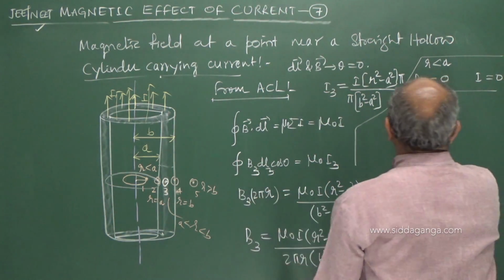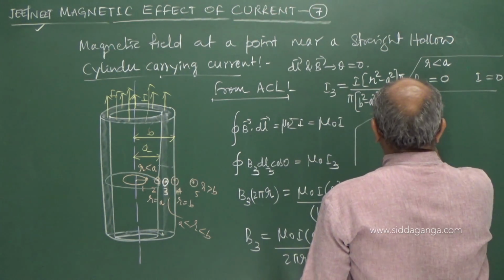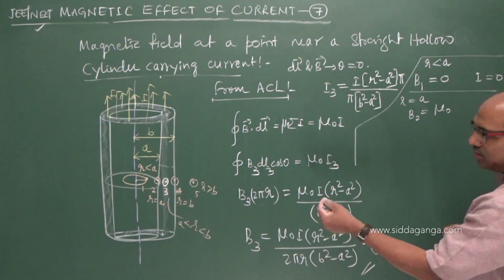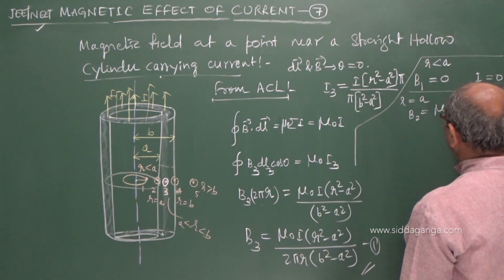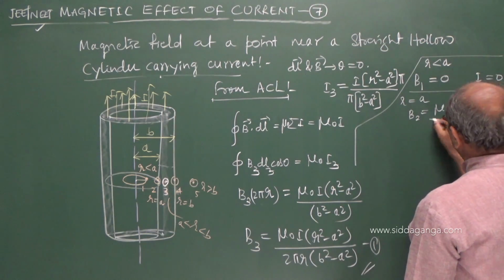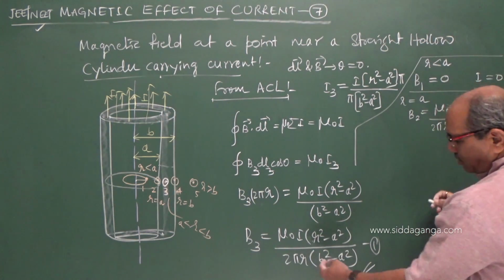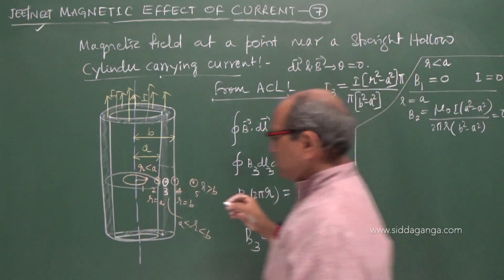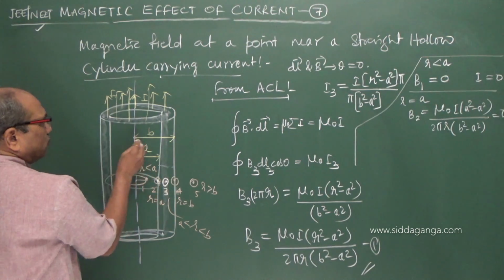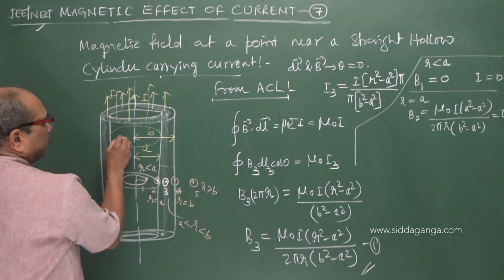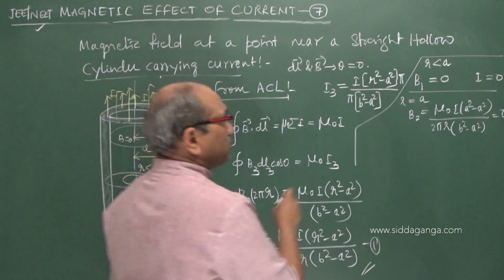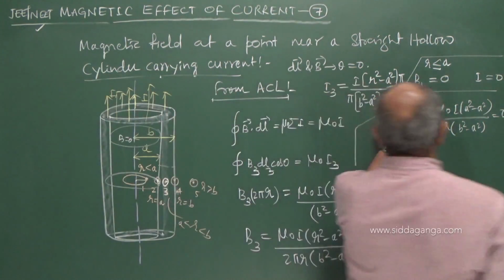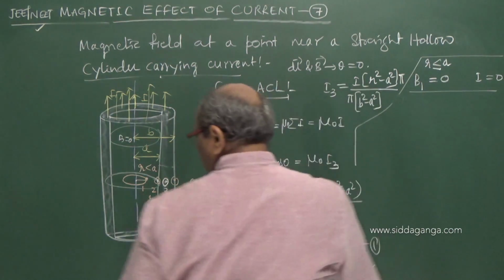Inside, if you take second, R is equal to A, B2 is equal to mu naught I into A square minus A square by 2 pi R into B square minus A square, which also becomes 0. Just at the inner surface, the field is 0. So within this region, the magnetic field is 0. That means R is less than or equal to A, I can say the field is 0.